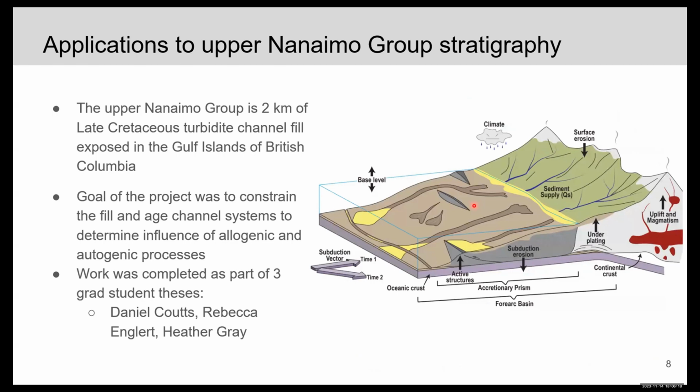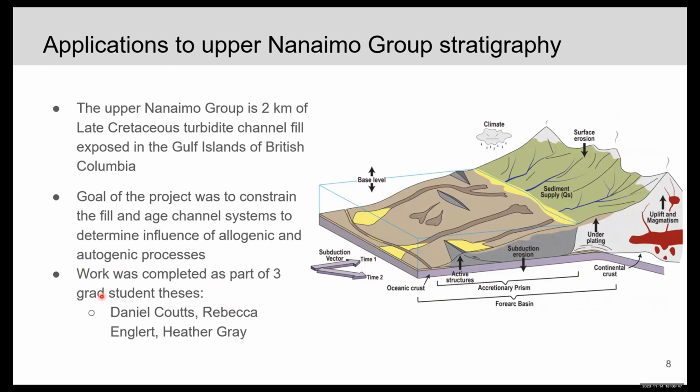And the goal of the whole project was to constrain the fill and the age of all these different channel systems and to determine the influence of allogenic and autogenic forces. So if we are able to map out the deposits of these submarine canyons and fans and that sort of stuff, and figure out their age, we can tie them back to what's going on in the Cordillera, be it magmatism, sediment underplating, stuff going on in the Pacific Basin, so changes in subduction vector or subduction erosion, all that kind of stuff.